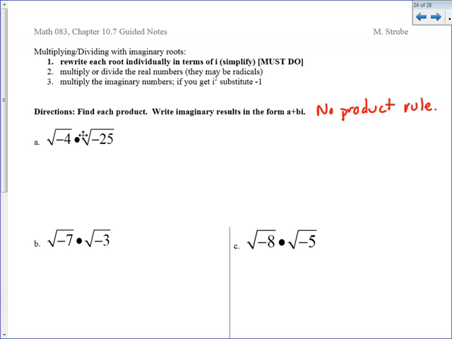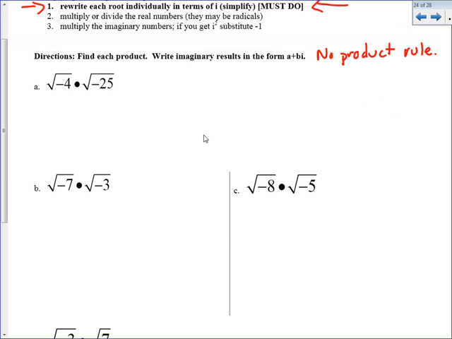So what we used to do is just multiply negative 4 times 25 is 100. We called it a day. We simplified the square root of 100. We got 10. What you need to do, and it's in number 1 here, it's in bold, I even wrote must do after it, is very, very important. When you're asked to find the product and you're dealing with imaginary square roots, there is no product rule. The first thing to do is to just rewrite them individually in terms of i. So if you're multiplying and they are imaginary, rewrite them first.